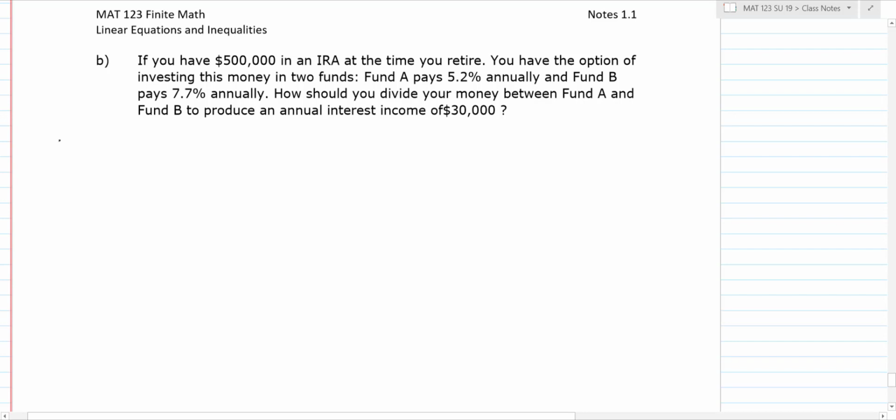All right, so what I'm going to do is we have Fund A, which pays 5.2% annually, and then we have Fund B, which pays 7.7% annually.